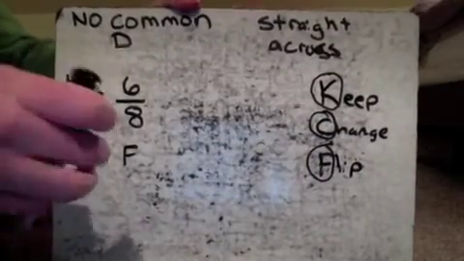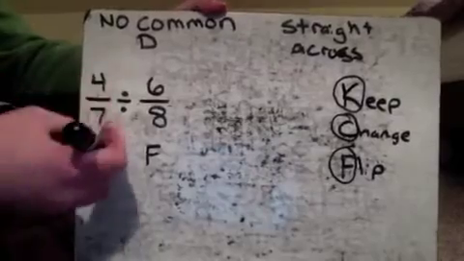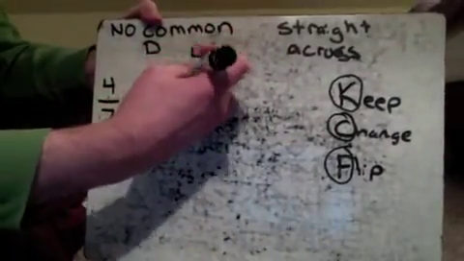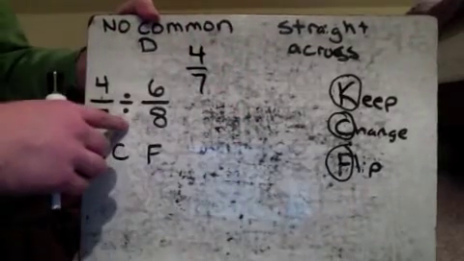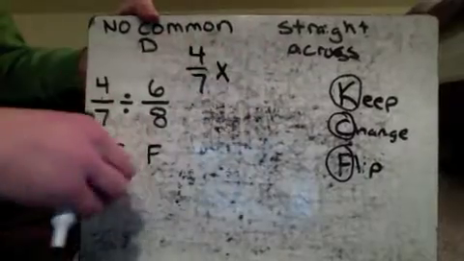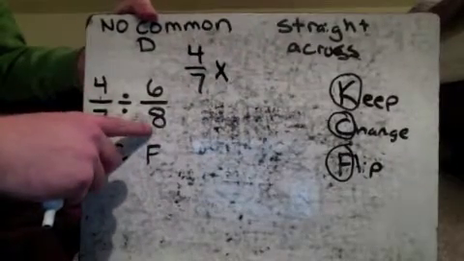All right, so for keep it, change it, flip it, we're going to keep the first one. Keep the 4/7, just how it is. We're going to change the sign, and then we're going to flip that last fraction around. We're going to find the reciprocal.